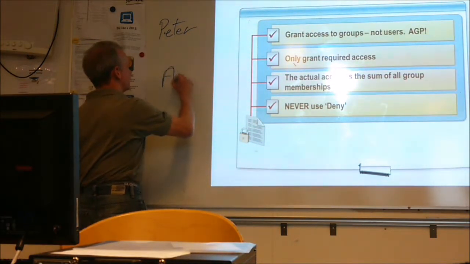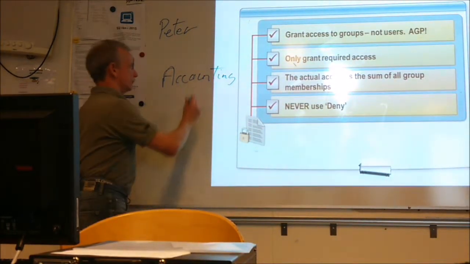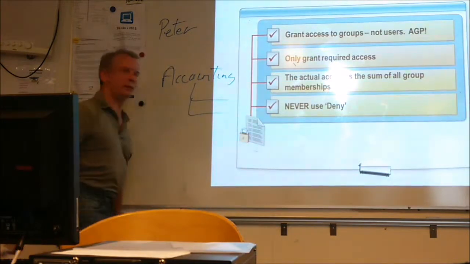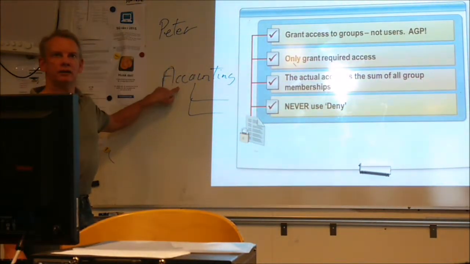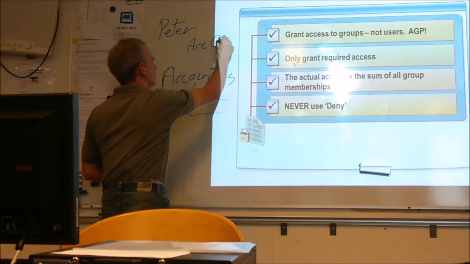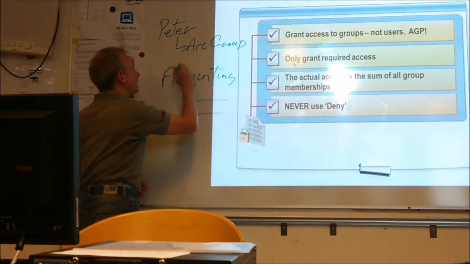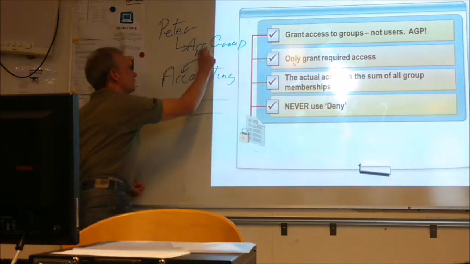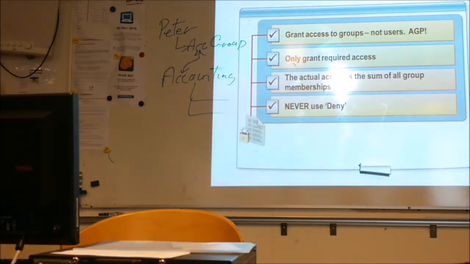Let's make the accounting again. Besides keeping an eye on the Peter guy. Accounting has a number of members. Do not give Peter access to accounting based on his name. Do it to the group, the accounting group. Make sure Peter is a member of the accounting group. Give the accounting group access to the folder, accounting. That's where their accounting files should be.